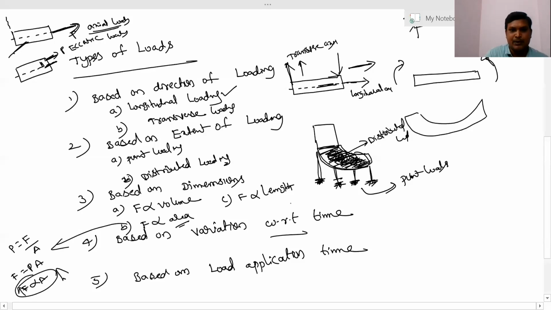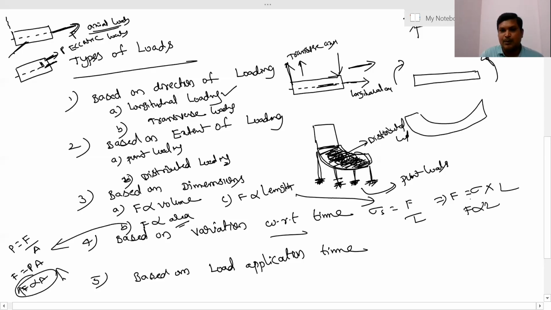The force directly proportional to the length is surface tension, because surface tension sigma is equal to force upon unit length. Is it clear? Then force we can write as surface tension into length. So that force is directly proportional to length. When the length increases, the surface force increases in surface tension.